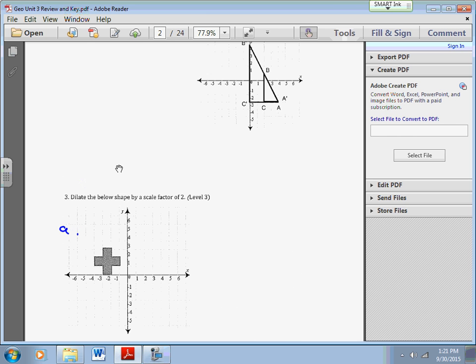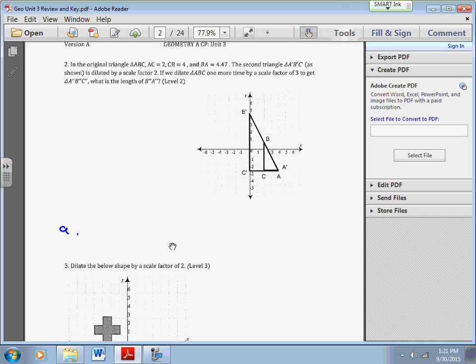Okay, on the next one. This one you had to do the Pythagorean theorem. It was asking you to find the scale factor of 3 to get the length of, notice it's writing the letters with 2 tick marks, so that's A double prime, B double prime, and C double prime.